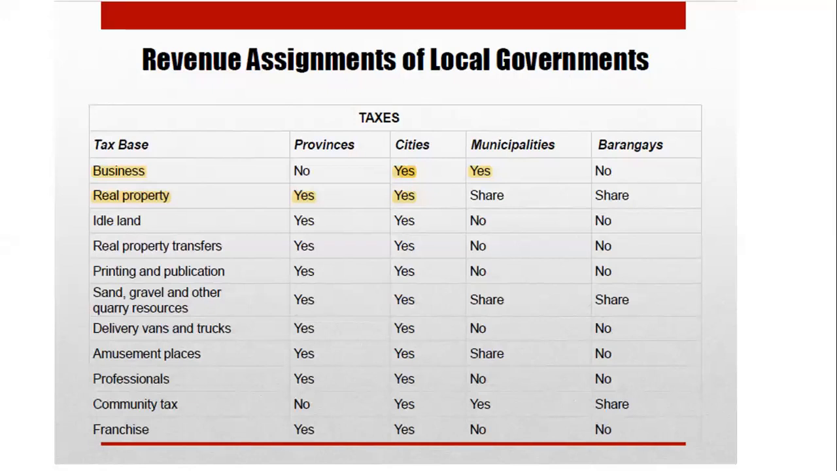Now, notice the provinces do not issue business permits. It's actually the cities and municipalities. Also, barangays do not issue business permits. Barangays only issue business clearances, meaning the barangay is allowing you to do business in their jurisdiction, and that barangay business clearance is not a permit to operate a business. Rather, it is a reference for the city or municipality to grant you a business permit.